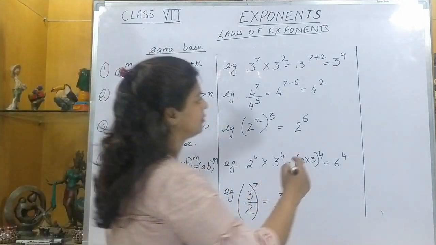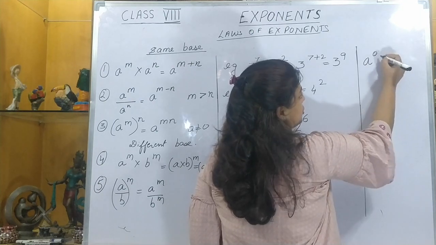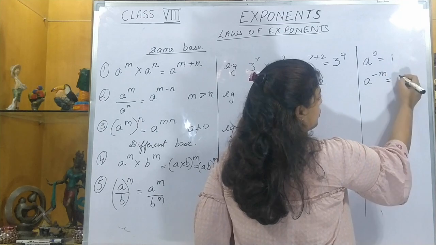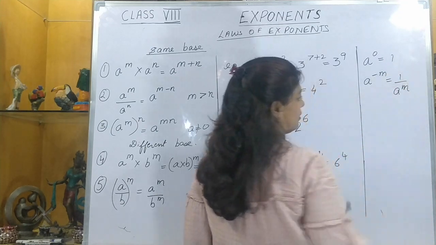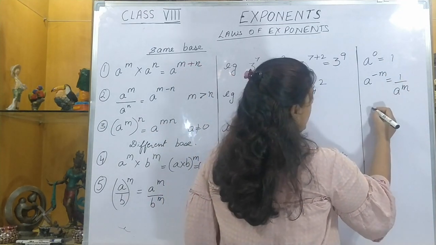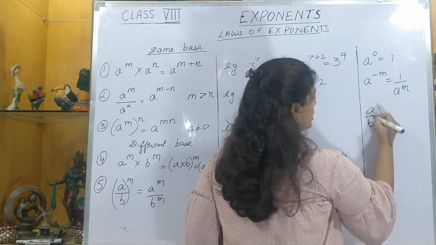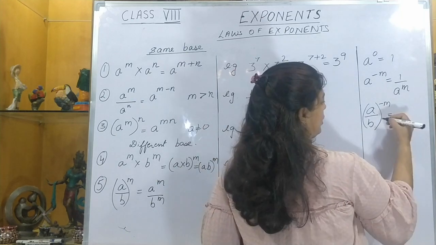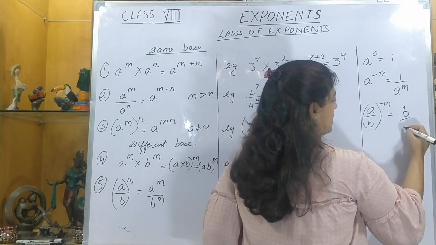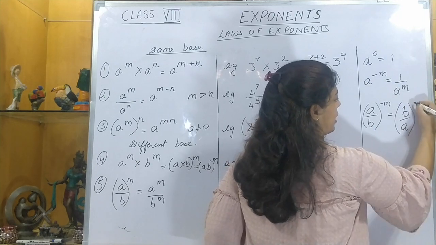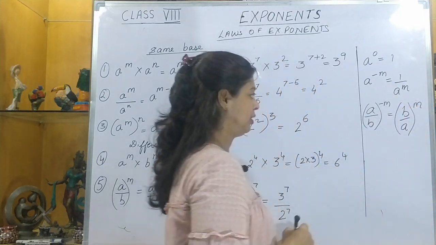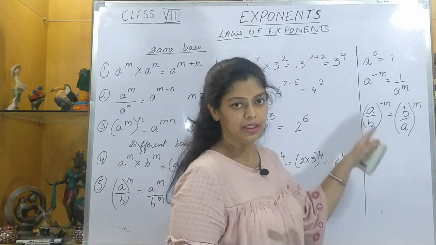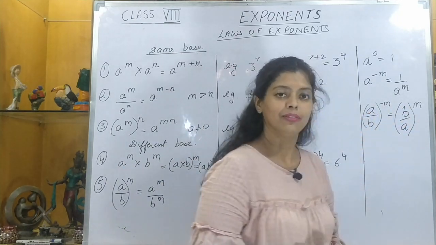Then I have this law, any number raised to 0 is equal to 1. a raised to the power of minus m is equal to 1 upon a raised to the power of m. And another one is a upon b, the whole raised to the power of minus m, can be written as, we can take the inverse, the reciprocal, b upon a raised to the power of m, making the exponent positive. Over here the condition is that a upon b should be a rational number which is not 0 and m should be a positive integer.